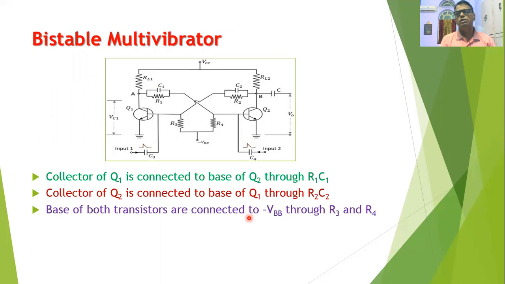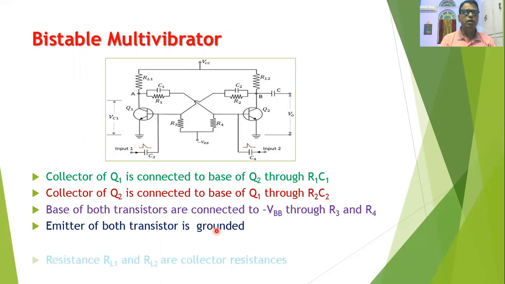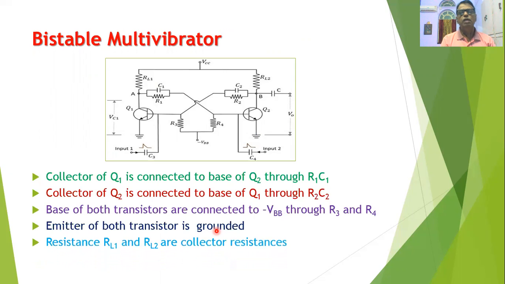The emitter of both the transistors is connected to the ground terminal. Resistances RL1 and RL2 are the collector resistances, of which one terminal is connected to the positive VCC. The output of this multivibrator can be obtained either at the collector of Q1 or at the collector of Q2.